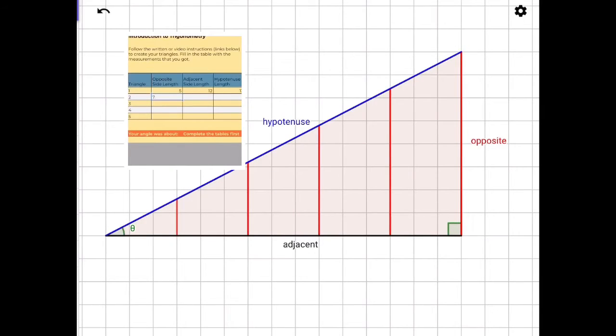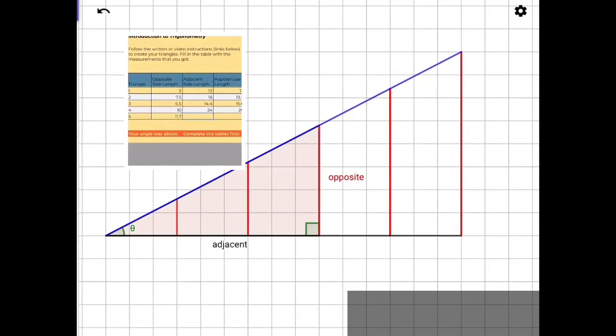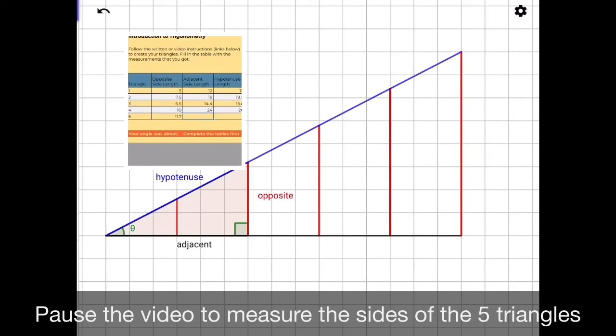Once you have drawn your triangles, you need to measure each side of each triangle. Notice that we have labelled them opposite, adjacent and hypotenuse. We'll talk about this more in a future lesson, but for now, for each of the 5 triangles that you can see, measure the opposite side, the adjacent side and the hypotenuse, and record those lengths in the spreadsheet supplied in the assignment. Pause the video to try this now.